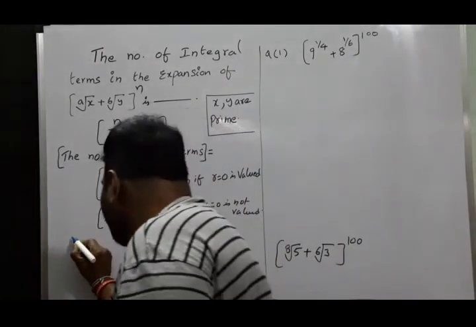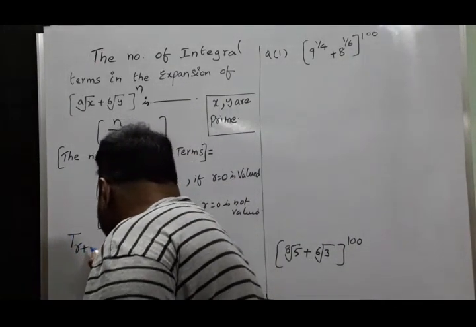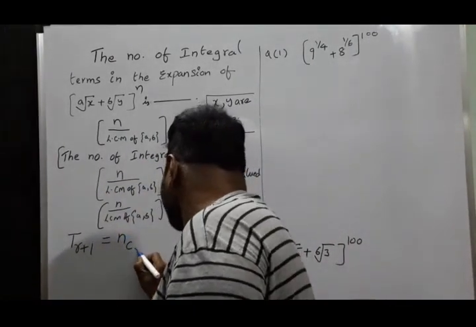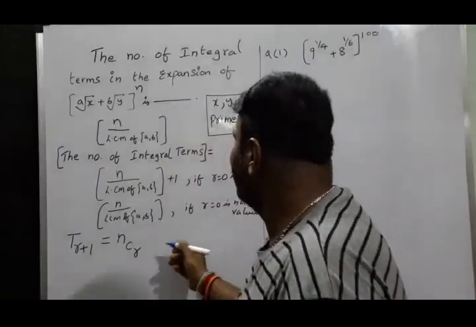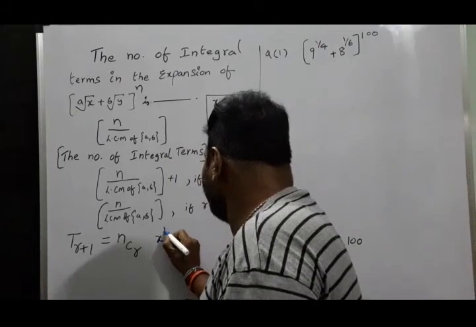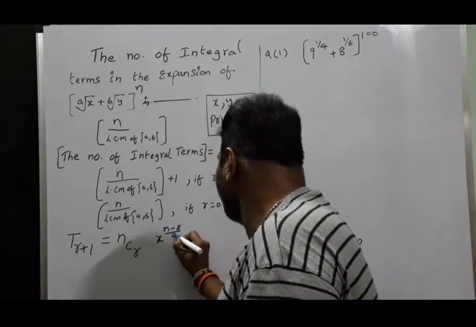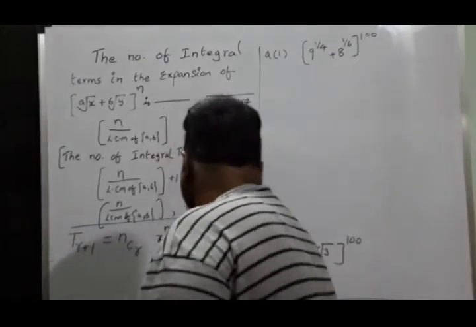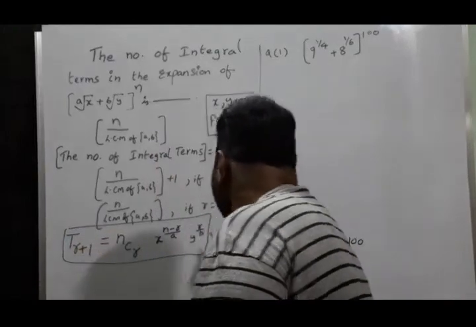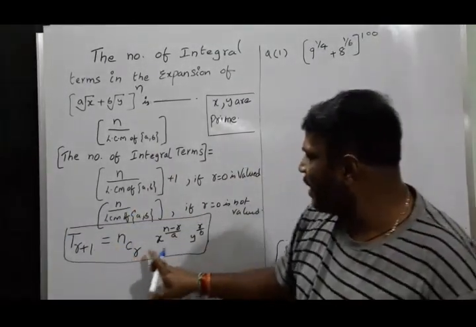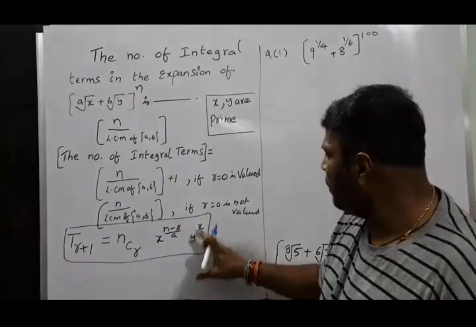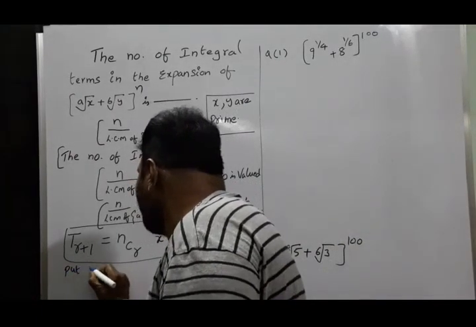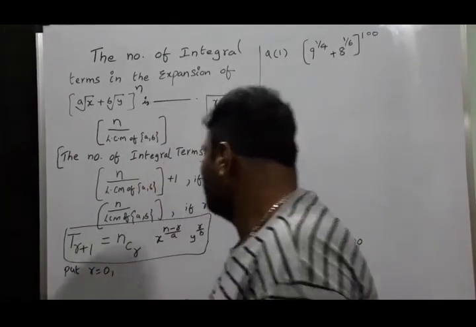All of you know what the general term is. The (r+1)th term, T(r+1) = nCr x^((n-r)/a) y^(r/b). This is the general term. In this general term, put r = 0.